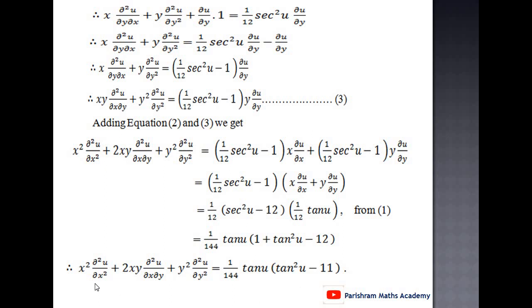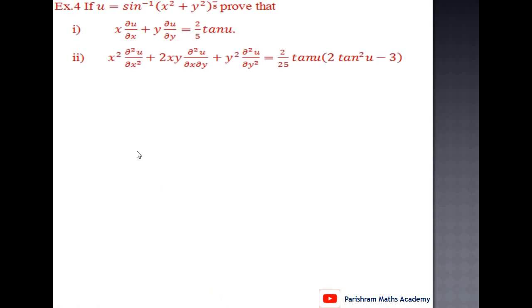And therefore x² ∂²u/∂x² plus 2xy ∂²u/∂x∂y plus y² ∂²u/∂y² equal to 1/144 tan u into (tan²u minus 11), which is the solution of the given example. Okay, next we can take the next function.